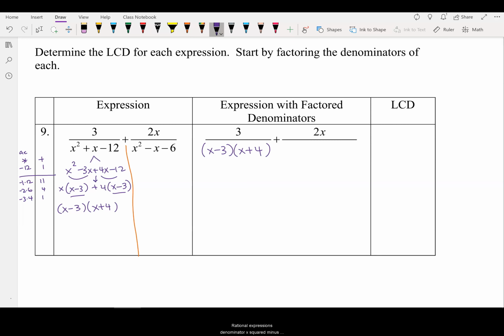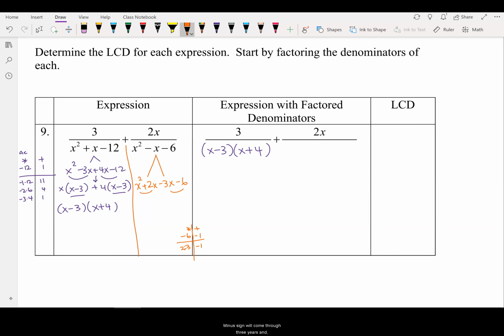Working on the other rational expression's denominator, x squared minus x minus 6. A is 1, c is negative 6. We need two numbers that multiply to be negative 6 and add to be negative 1 this time. In negative 6 we have 2 times negative 3, which would give us negative 1. So we want to split this x into 2x minus 3x. So x squared plus 2x minus 3x minus 6.